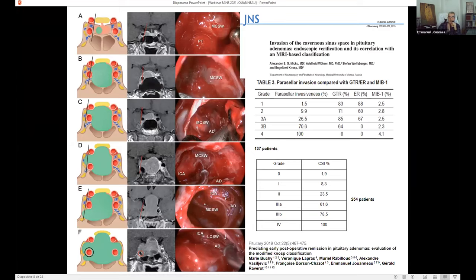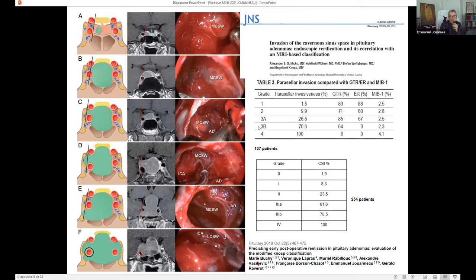To check the invasion of the cavernous sinus, the most useful classification is the coronal classification of Knosp. You all know that. That classification is based on the carotid line, and cavernous sinus invasion is related to the grade of the Knosp classification. The invasions start to be very frequent starting from grade 2 to 3A. That means that the tumor gets lateral through the lateral carotid line.